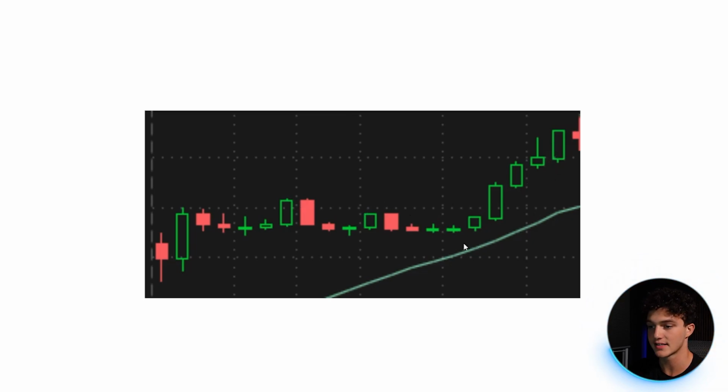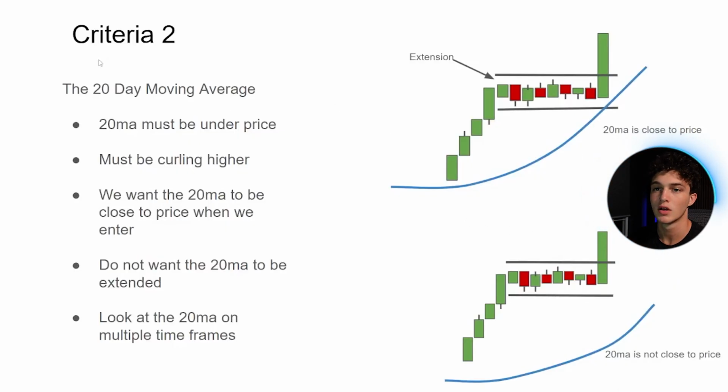Now we're going to get into the next slide, but notice how the 20 MA is close to price. We want to enter when the 20 MA is close to price. So criteria number 2, the 20-day moving average. First thing we want to know is that the 20 MA is in an uptrend. We want to see the 20 MA moving higher. We don't want to see it moving flat. We want to see that the 20 MA is under price, and we want to make sure that it's curling higher.